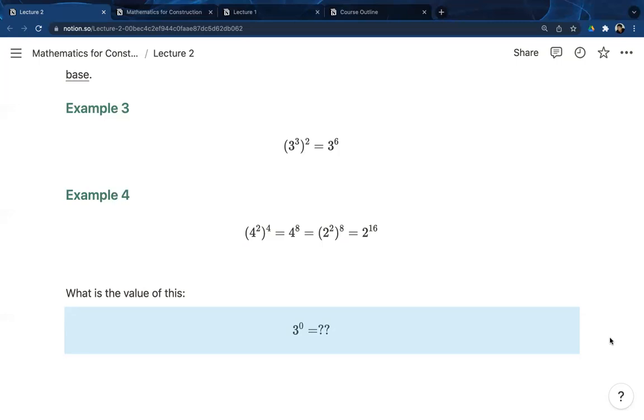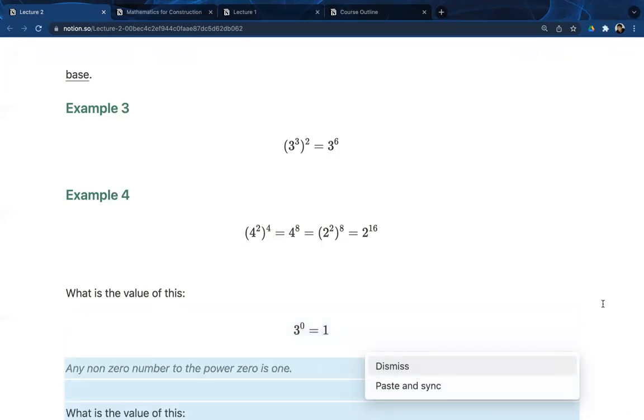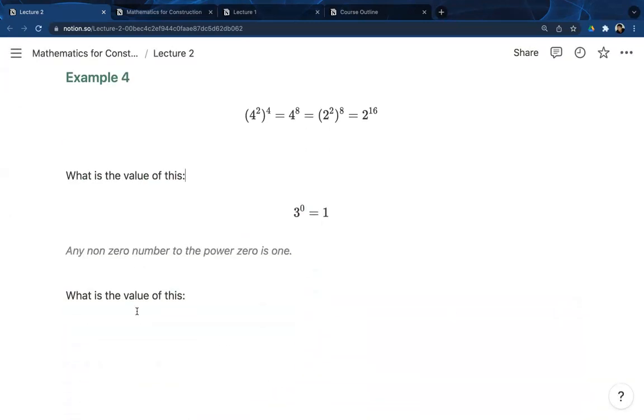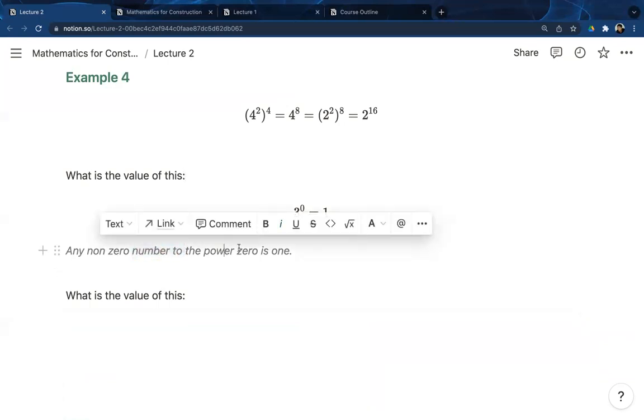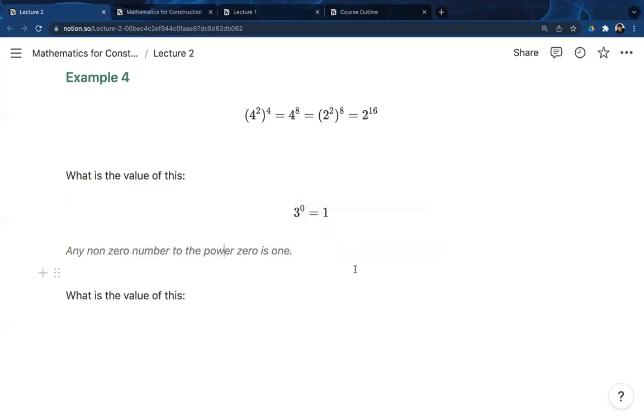Right, so Renanson is correct. The answer is not 0, it's 1. Okay. So any non-zero number to the power 0 is 1.